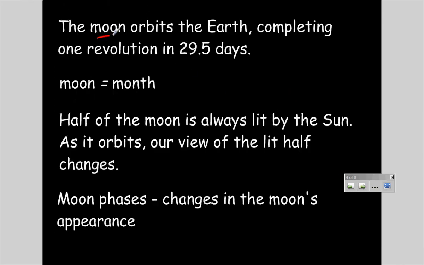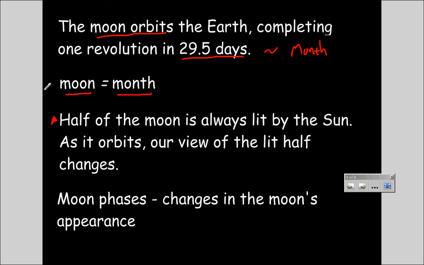Okay, first the basics. The moon orbits the Earth. It does so in 29.5 days. In other words, this is approximately 1 month, and that is where our idea of a month comes from, the cycle of the moon. Half of the moon is always lit by the sun. We'll come back to that later.